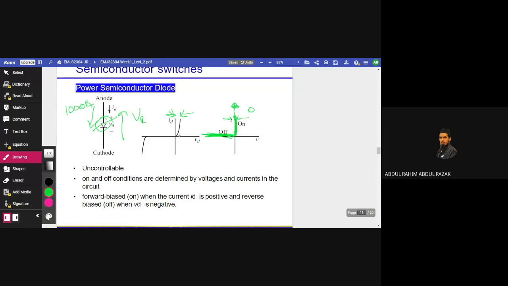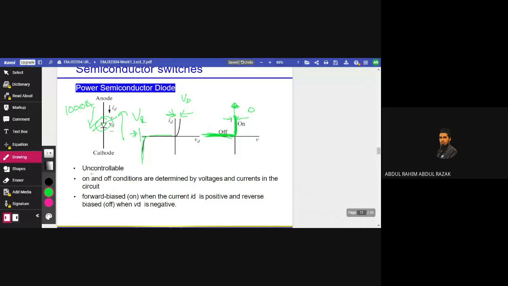Practically, if you conduct the forward current, there will be a voltage drop. And if you switch off and apply higher voltage, there will be a voltage breakdown. The higher the voltage you put into the diode, it has a limit. It will break down at a certain level of voltage. Okay, that is the ideal condition.